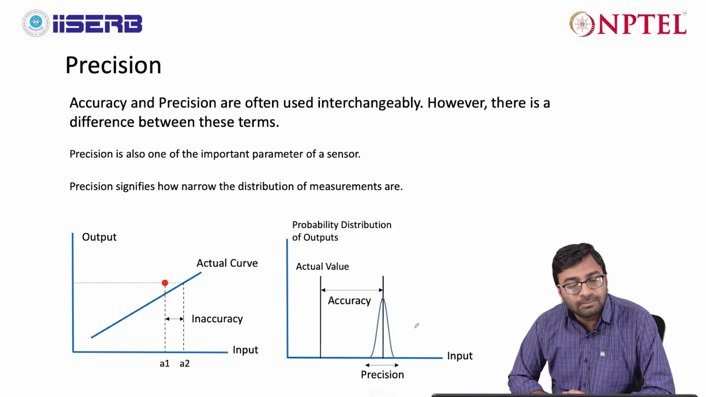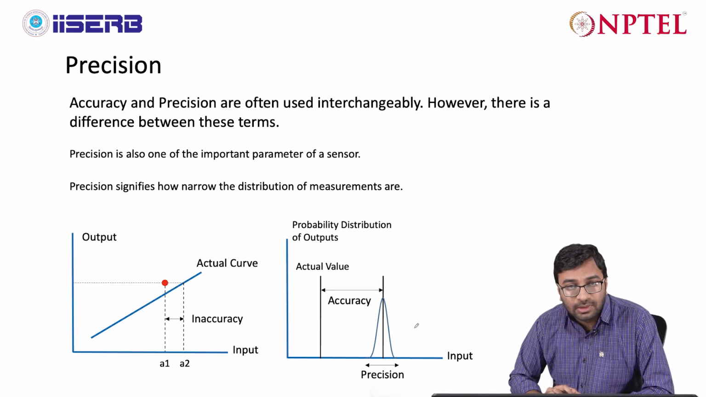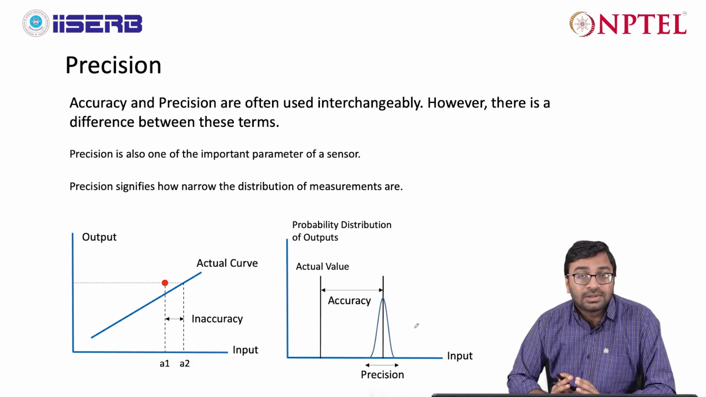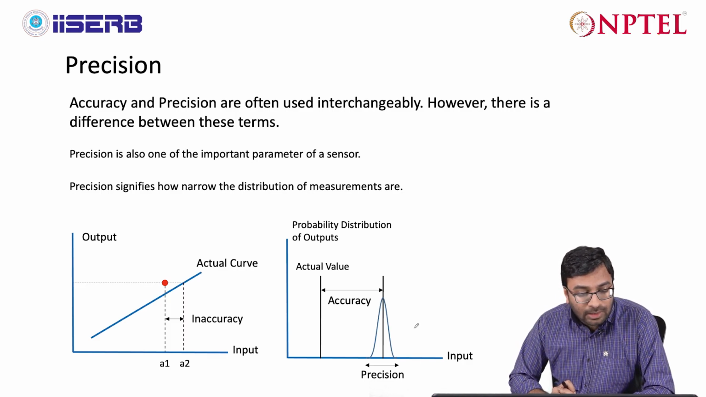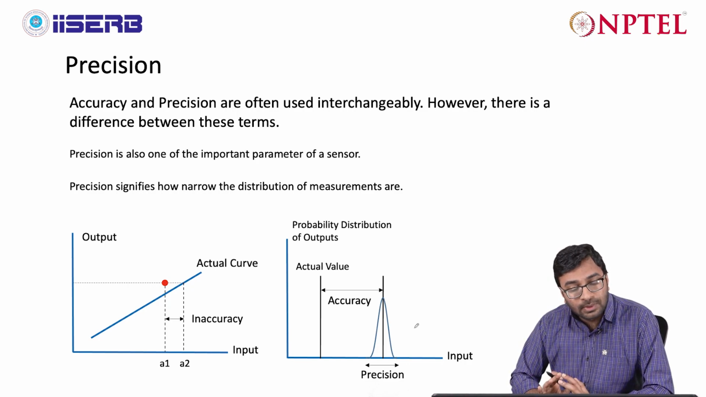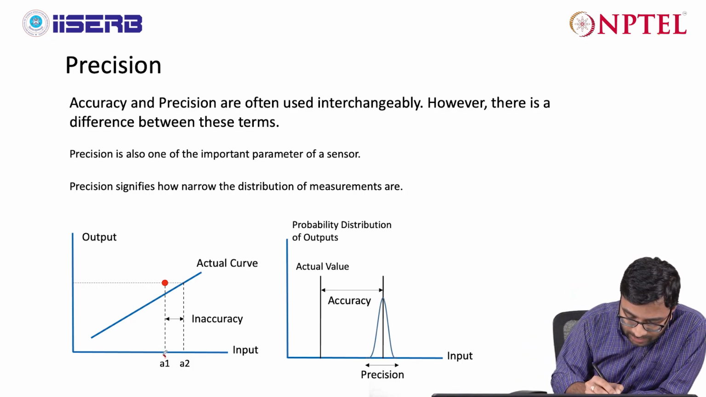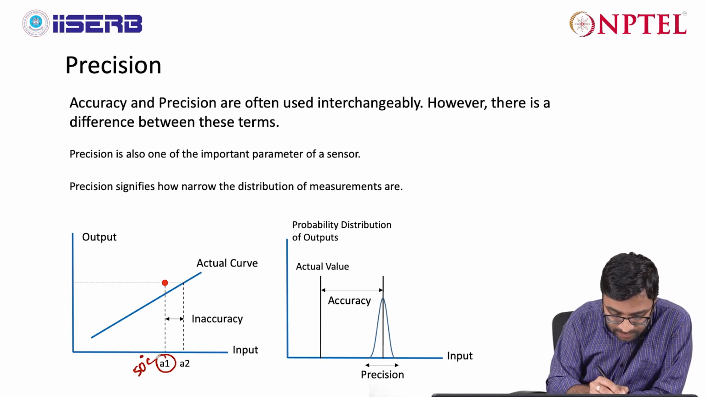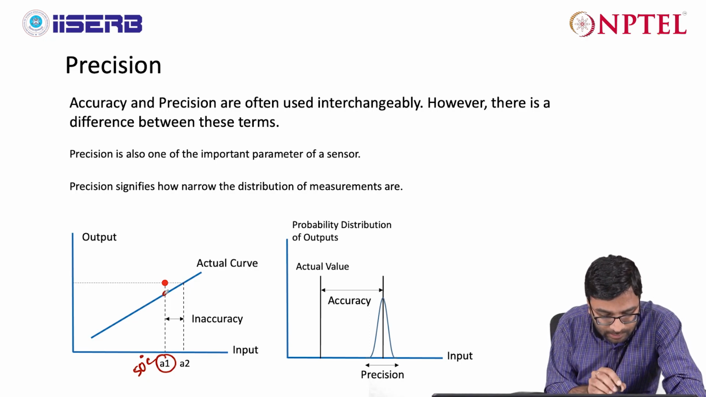Then there is another term which is known as precision. I told you previously also, accuracy and precision are often used interchangeably, but as far as sensor technologies are concerned, they are very different. Now we will take the example of accuracy again, and try to see what precision is. As I have said, if this is your actual curve, for A1 value, which is 50 degrees centigrade, your output should come here, right?